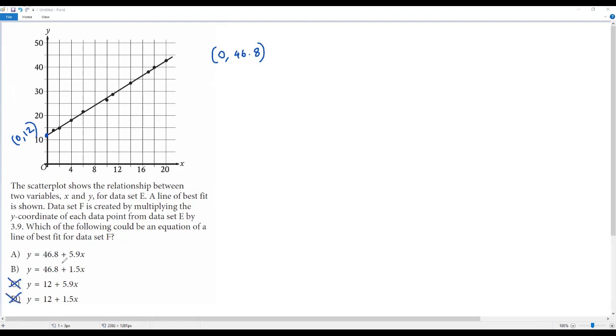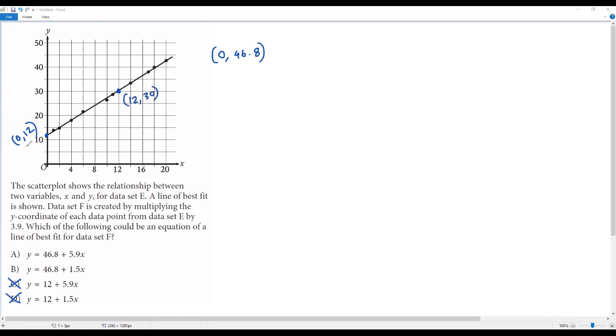Now to conclude whether A is correct or B is correct, we need the slope. To get the slope of the line of best fit for data set F, let's select 2 points on the line of best fit for data set E. Already we have a point 0, 12. Let's choose one more point. Let me take the point over here. So approximately the x coordinate is 12 and the y coordinate is 30.